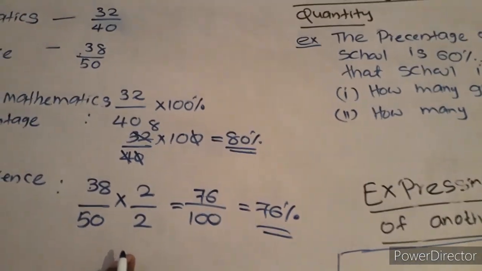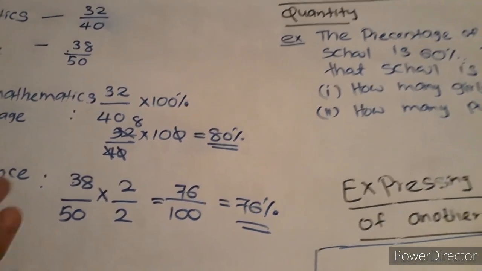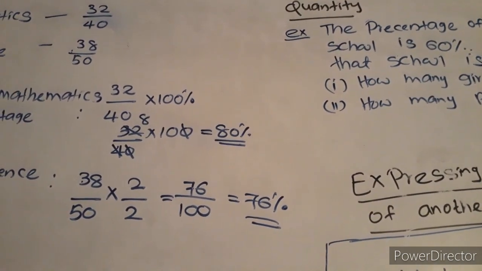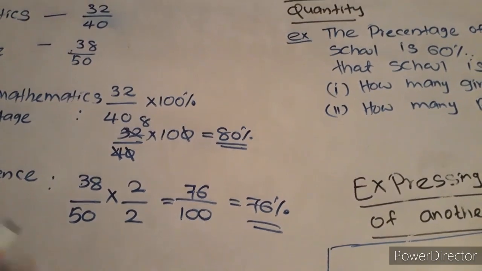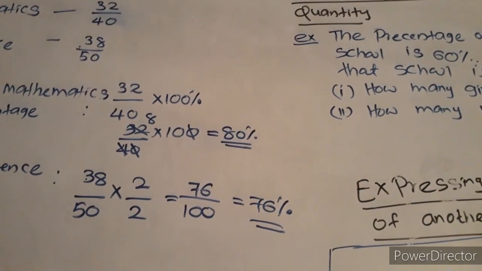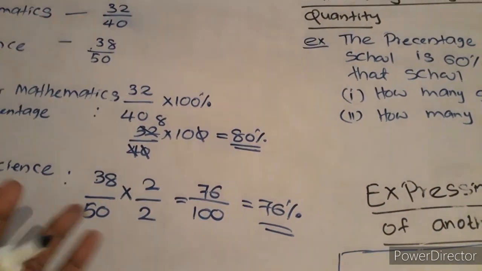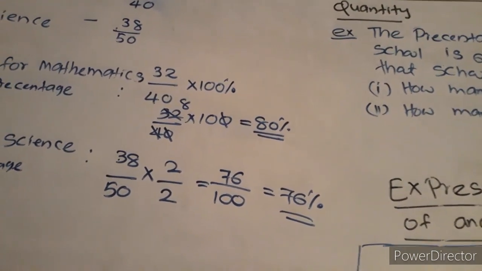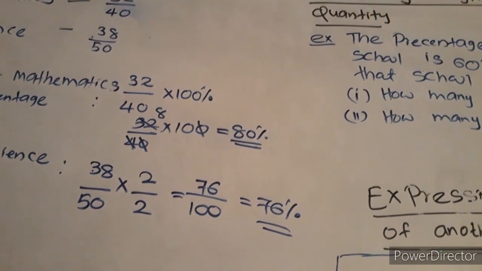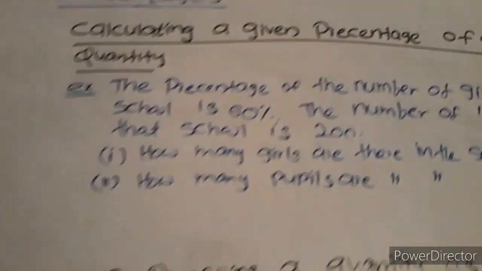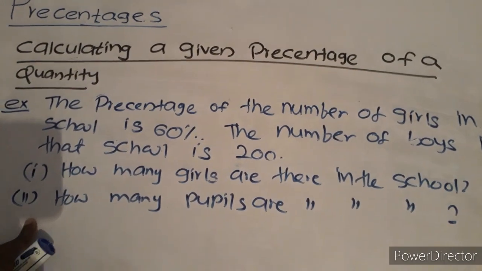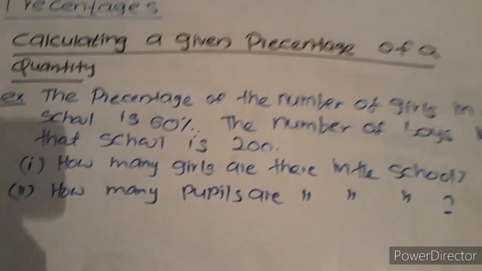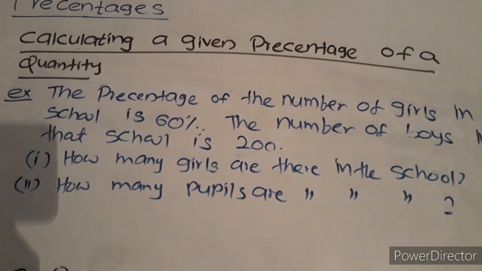Okay, now you'll understand how to express a given quantity as a percentage of another. This is the very easy method, but you have to practice it and do all the exercises given in your textbook. Okay, now we'll see the final part, calculating a given percentage of a quantity. If the percentage is given, how to find out the quantity.